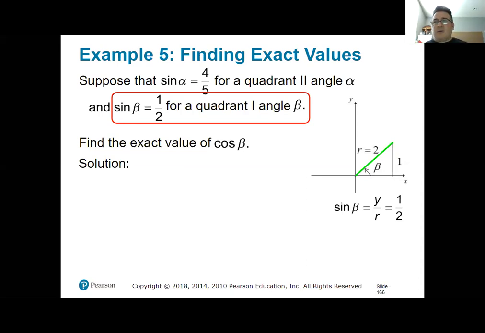So I know that. And now what am I going to do? I have two sides of a right triangle. How do I find the third? The Pythagorean theorem. So x squared plus y squared is equal to r squared, just like the other one. I'll give you a minute to solve this all the way, find the cosine of beta, and then we'll go over it.